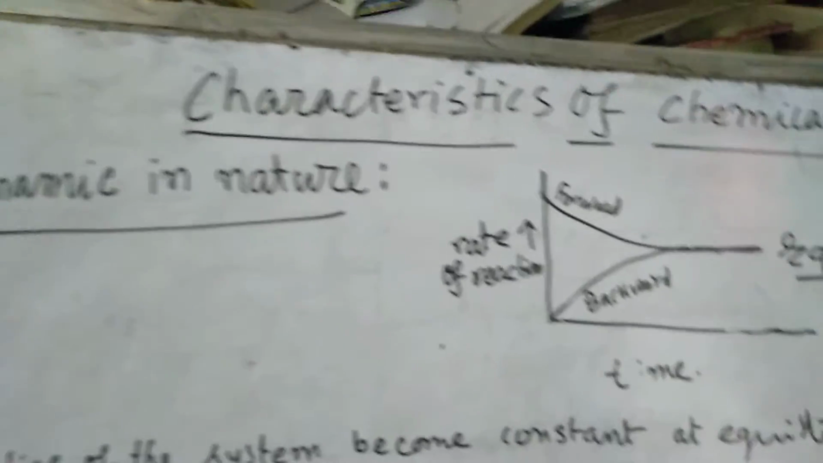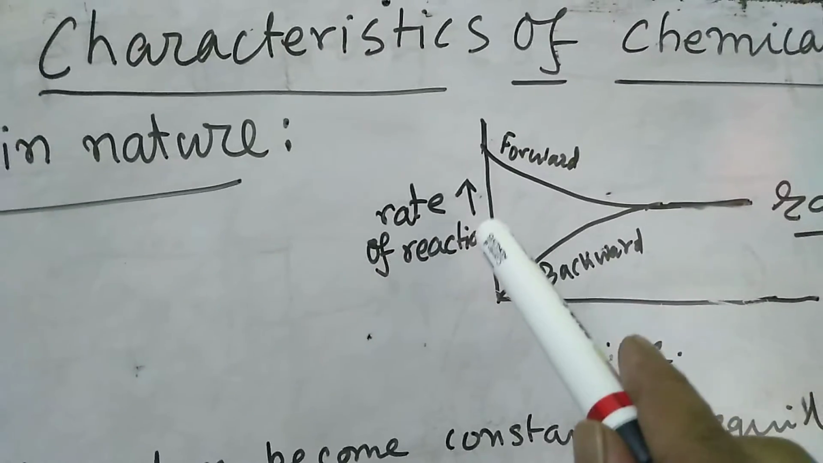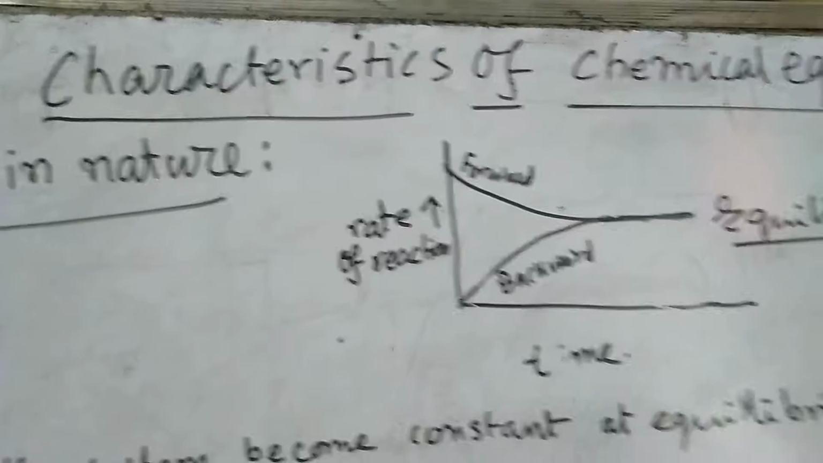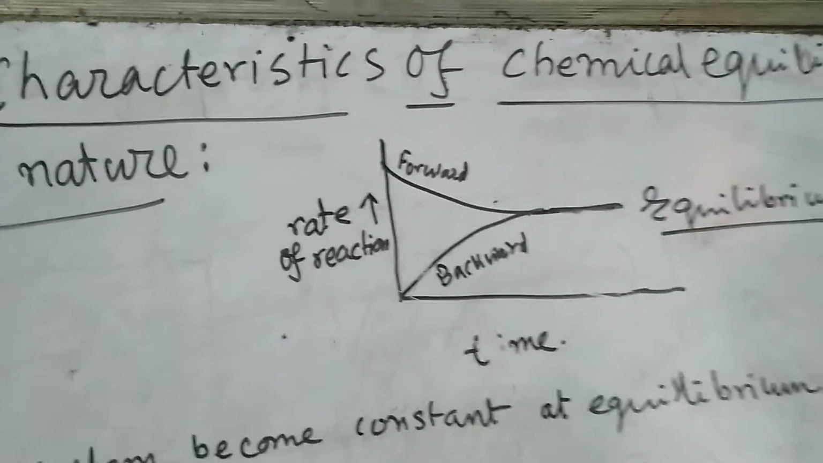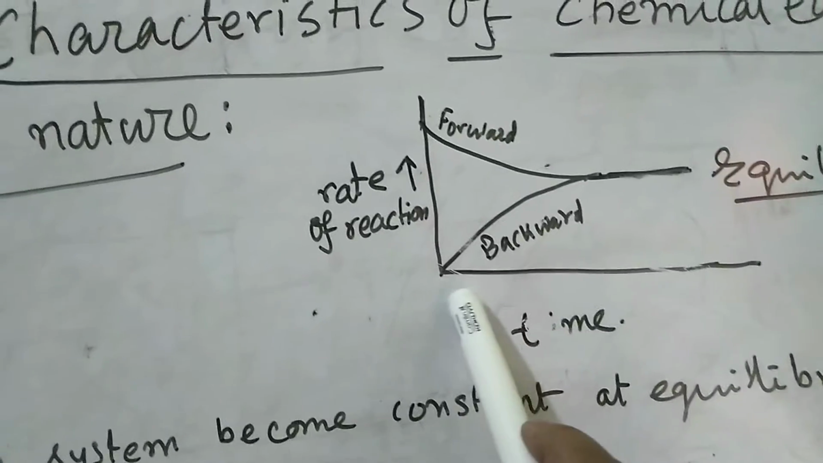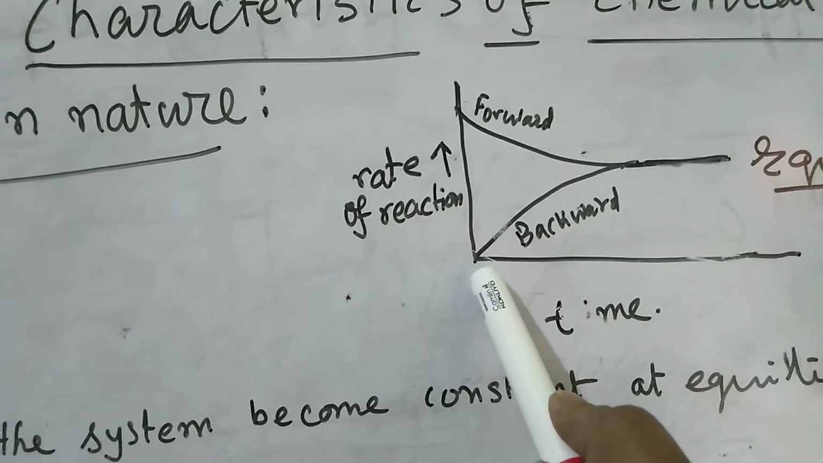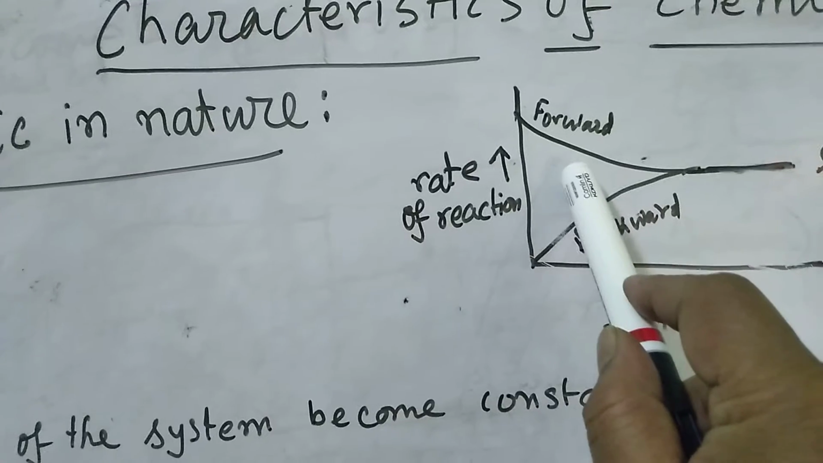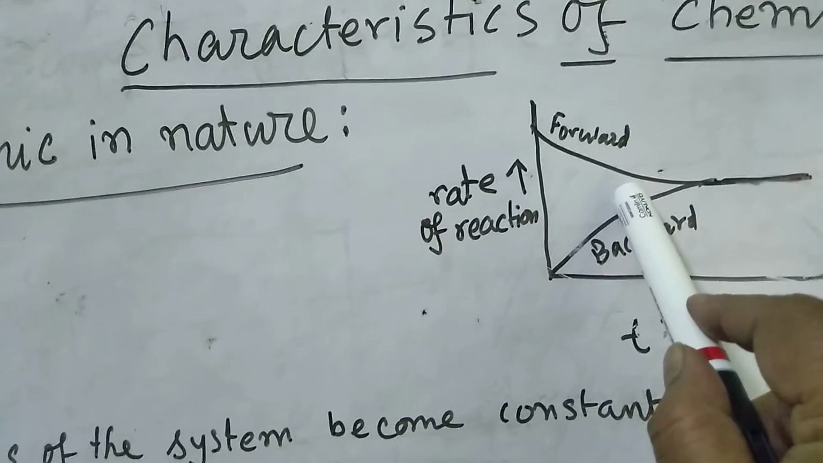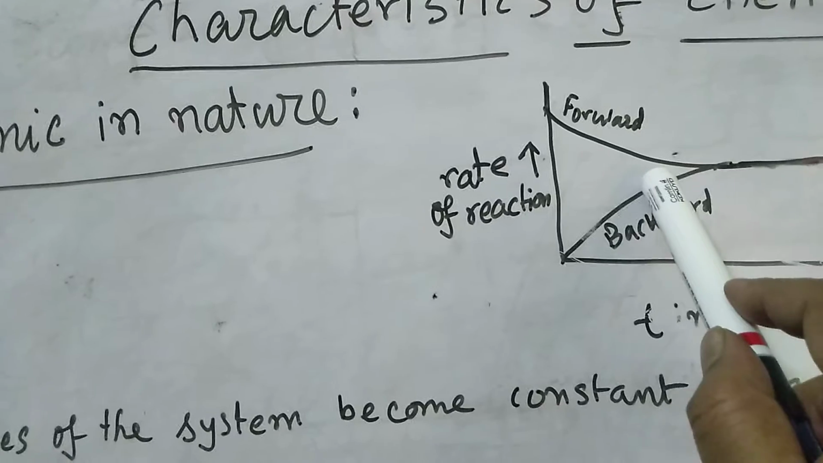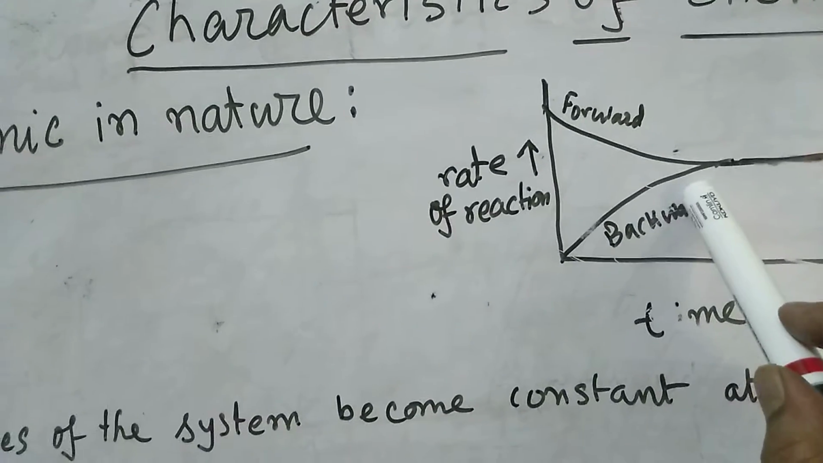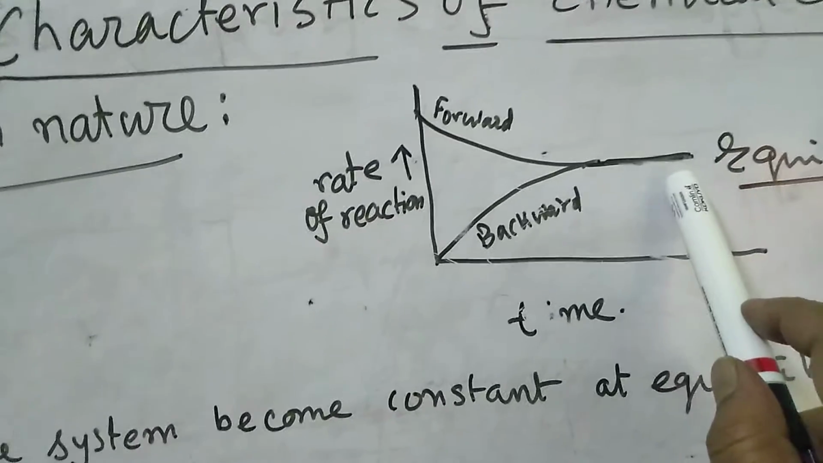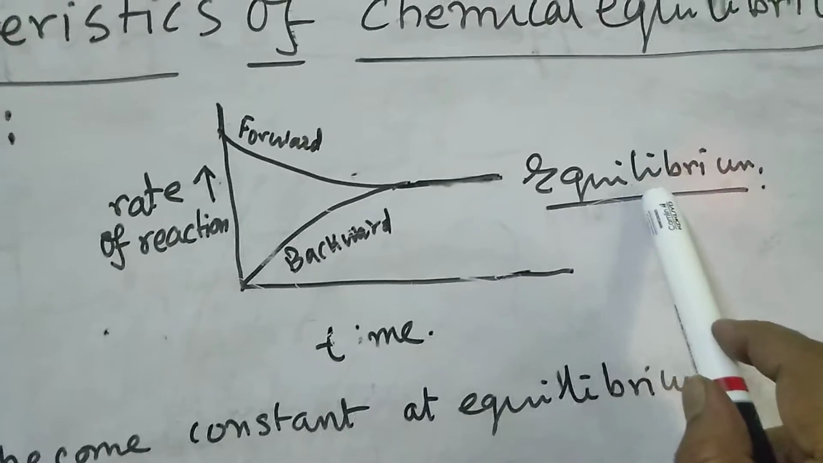You just see that the graph here is given, the graph of the rate of reaction versus time. In this graph, you see at time 0, the backward reaction is almost 0, but the forward reaction goes on. As time goes on, the forward reaction becomes very slow, and the backward reaction grows and increases, and at some time both the backward and forward reactions become the same. That means the equilibrium is attained.